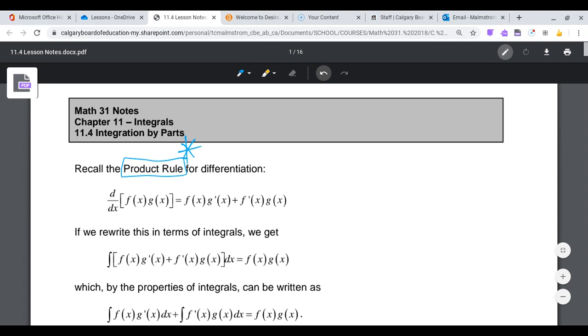So the product rule from chapter 2 tells us that if I'm multiplying two functions together, then the rule is 1d2 plus 2d1. The product rule is so much fun.